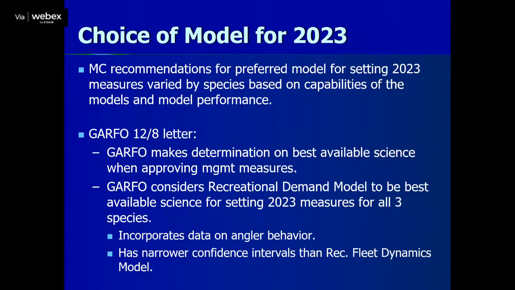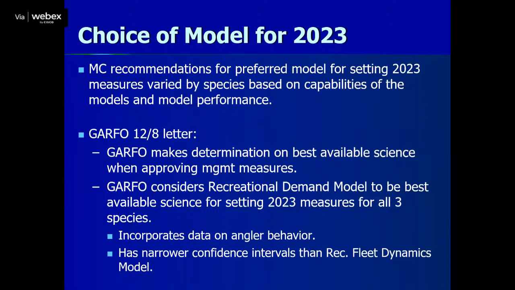So one of the discussions for today, which we'll get into, our intention is to get into more of the details about these decisions for the species-specific presentations that will follow this agenda item. But just to set the stage, we did have the monitoring committee talk about both models, and the monitoring committee did provide recommendations for a preferred model for setting 2023 measures for each species, and they did not recommend one model to be used across the board. They recommended one model for summer flounder and then the other model for the other two species.